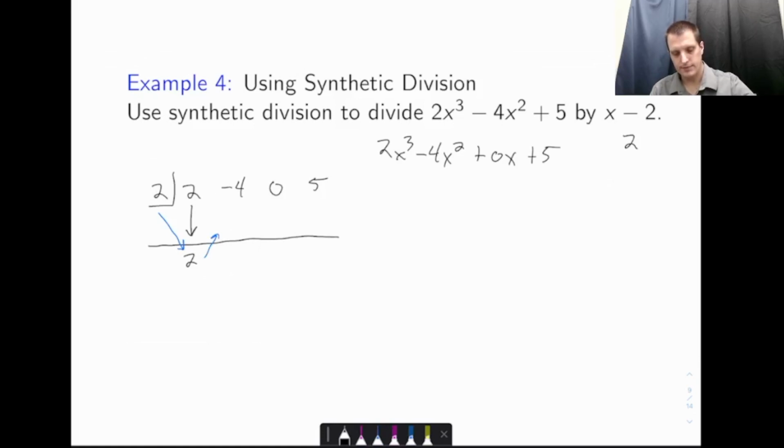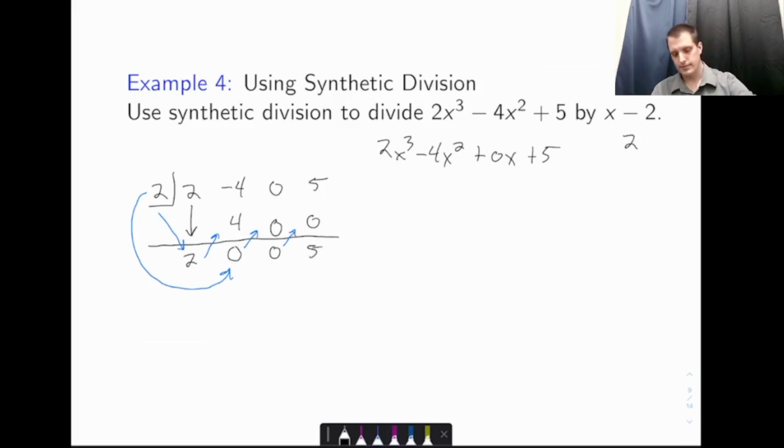Step 2, multiply 2 times 2, and then add that right there. So we're going to get a 4. Now we're going to add -4 and 4 together and get a 0. We're going to do, once again, this 2 times 0, and that gives us what goes here, which will be a 0, which gives us another 0. And then that 0, well, I'm not going to multiply that because it's just going to give me another 0, and then we have a remainder of 5.